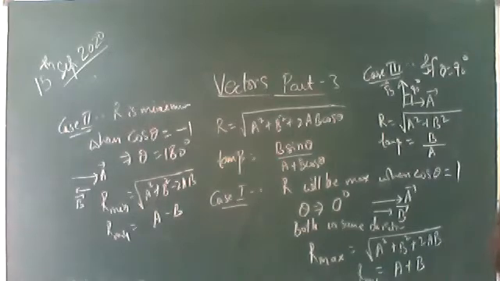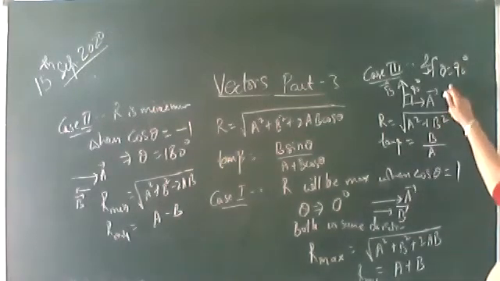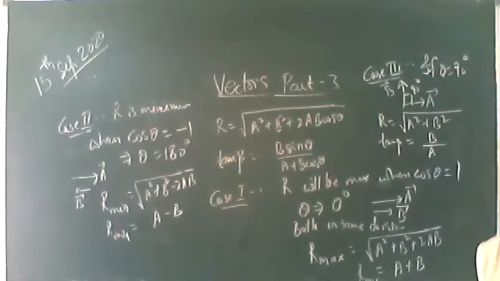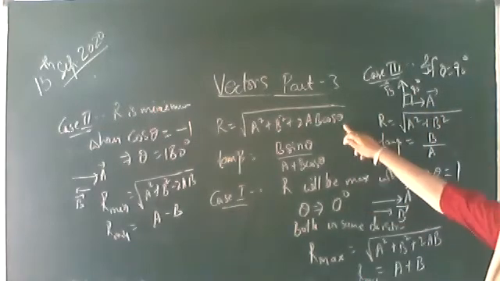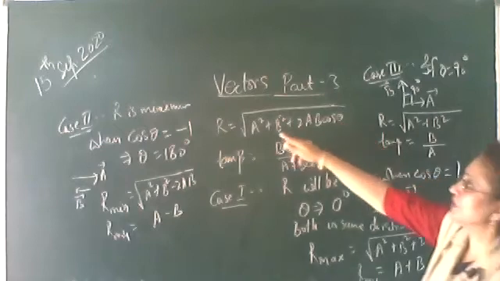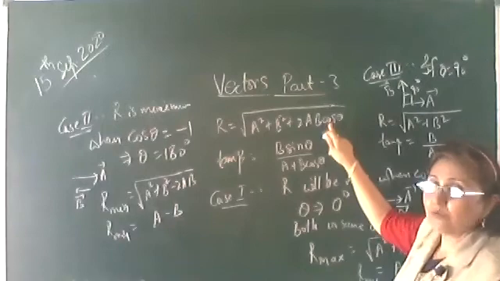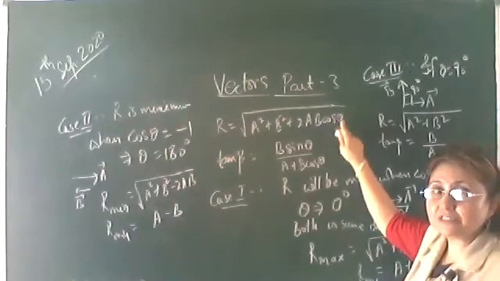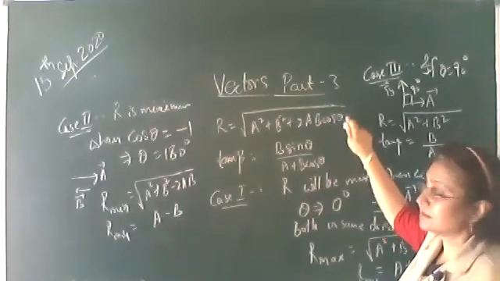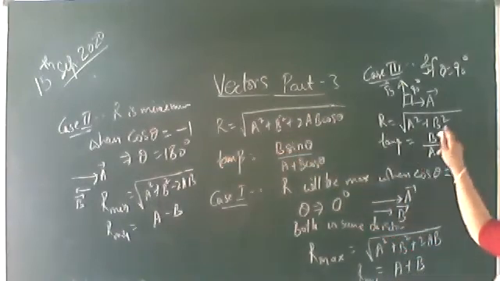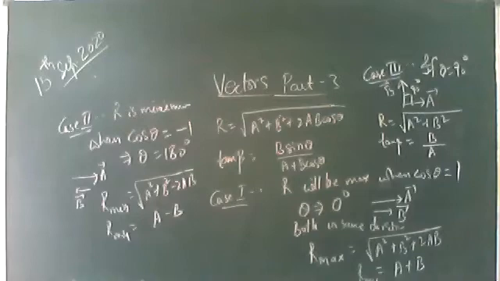Understood? Ma'am, please repeat the third case. Yes. Theta is 90 degree. If the angle between the two vectors is 90 degree, use the same formula. R is equal to under root a square plus b square plus 2ab cos theta. What is theta? Angle between the two vectors is 90. Cos 90 is 0. So R is equal to under root a square plus b square. This is the magnitude.